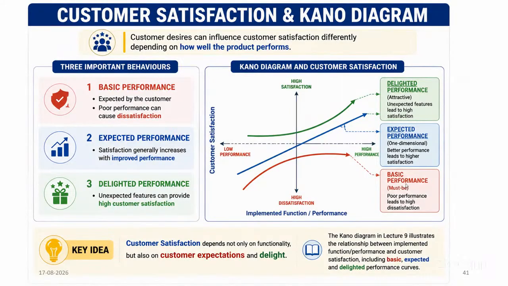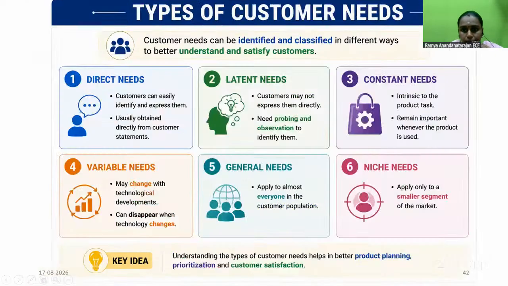So this is your Kano diagram. With that, you can classify what is the basic requirement, what is expected, and what will give delight for the customer. So customer satisfaction depends not only on the functionality, but also on the customer expectations and delight. If you refer to lecture 9, you can get more about the Kano diagram. This is a very important topic which will give you more clarity on the need analysis. So moving on to the next slide.